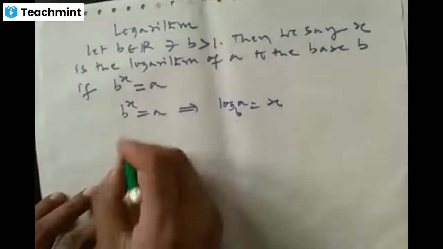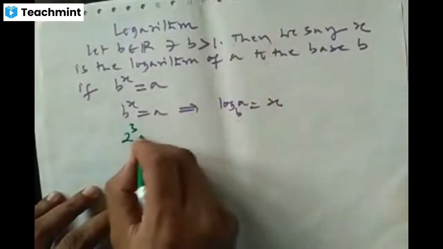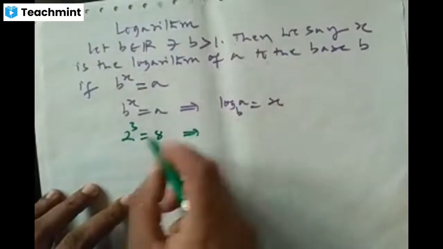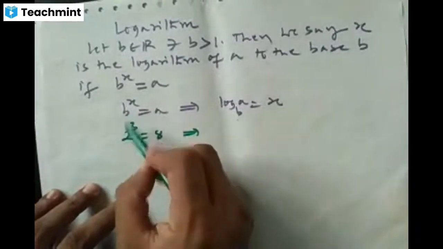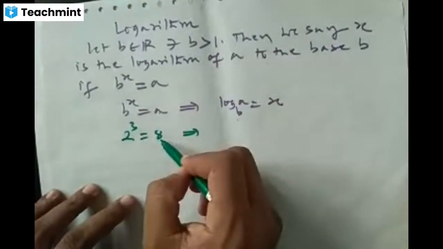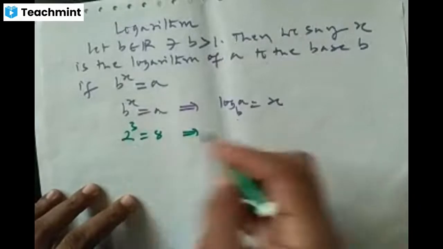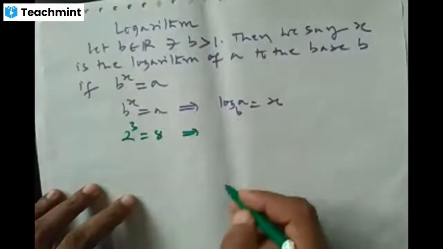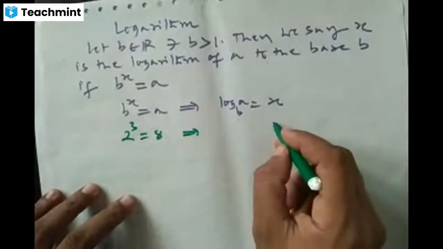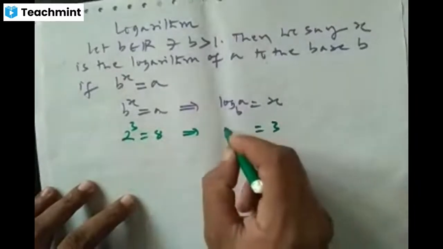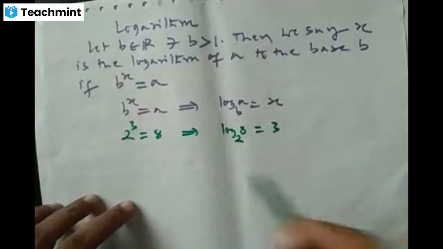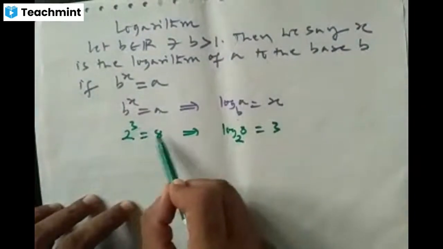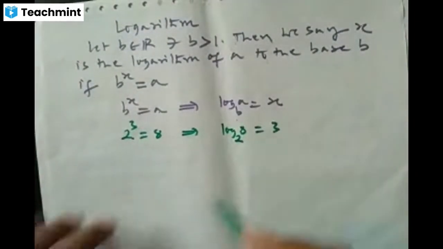For example, let us take some example. We know that 2 power 3 is 8, correct? Isn't this of this form? In place of x we have 3, in place of b we have 2, in place of a we have 8. Here 2 is the base and 3 is the power. The power 3 is called the logarithm of 8 to the base 2. Understood? We write that like this.